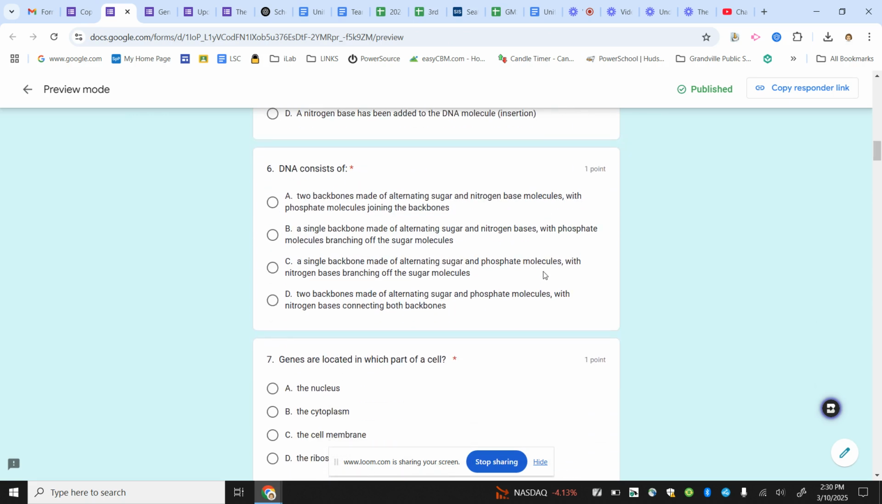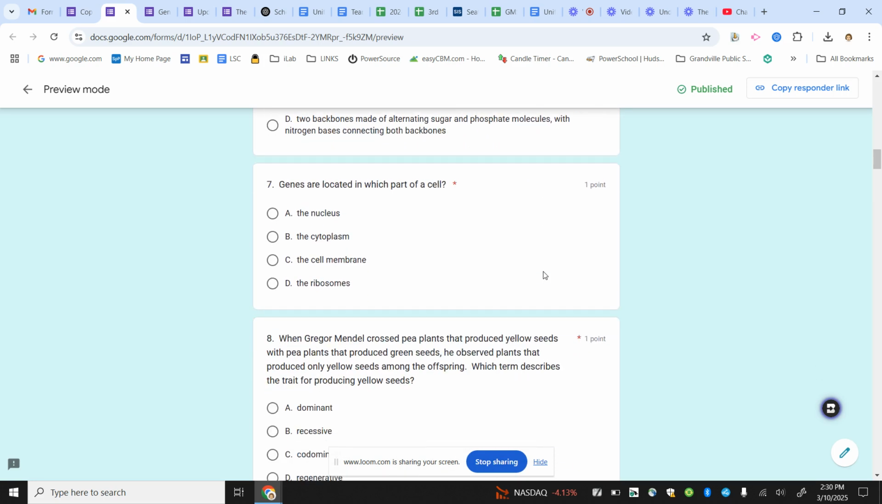Number 6, DNA consists of A, 2 backbones made of alternating sugar and nitrogen base molecules with phosphate molecules joining the backbones. B, a single backbone made of alternating sugar and nitrogen bases with phosphate molecules branching off the sugar molecules. C, a single backbone made of alternating sugar and phosphate molecules with nitrogen bases branching off the sugar molecules. Or D, 2 backbones made of alternating sugar and phosphate molecules with nitrogen bases connecting both backbones.